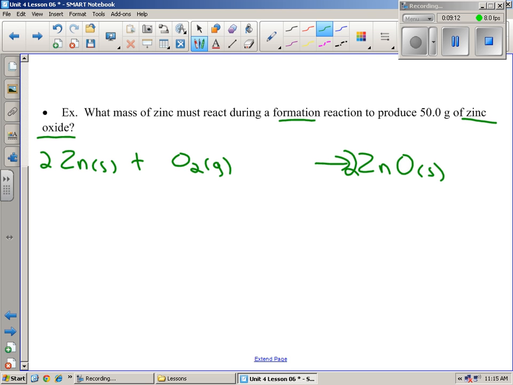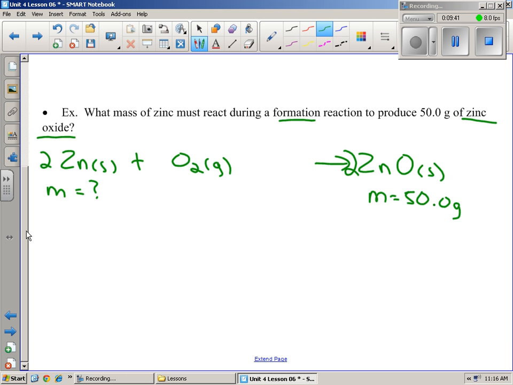Chemical equation, balance it. Step 3, put the information in the right spot, just like in Unit 3, if you remember. I want to make 50 grams of zinc oxide. They're asking me what mass of zinc must react to produce 50 grams of zinc oxide. That's what I'm looking for. That's step 3. Put all your information down.